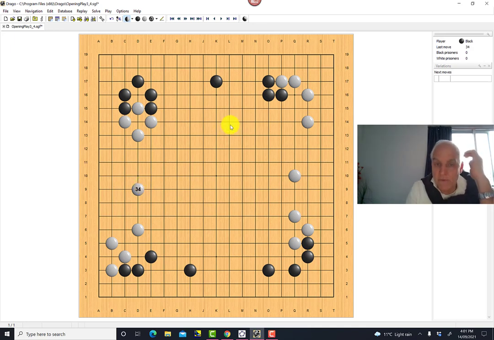So we've looked at a number of different examples of a 3-4 point in the corner, followed by a high approach move to that 3-4 point, and various responses to that.